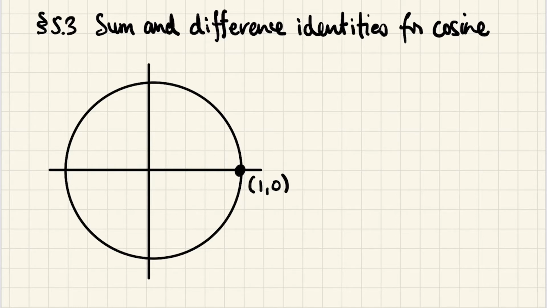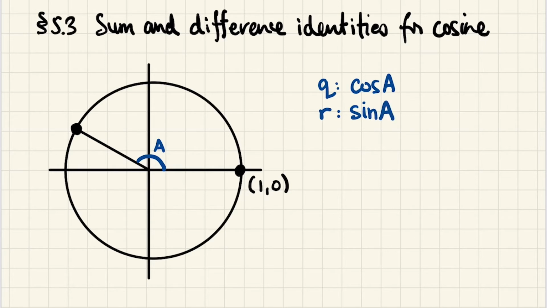And let's suppose we have some angle A. Let's put it in the second quadrant. So there's our angle A. Now, this is going to get a little clunky unless we start to assign some letters. So what we're going to do is we're going to say Q is cosine of A, and R is sine of A. And because this is a unit circle, the coordinates here, of course, are cosine of A, which is Q, and sine of A, which is R.